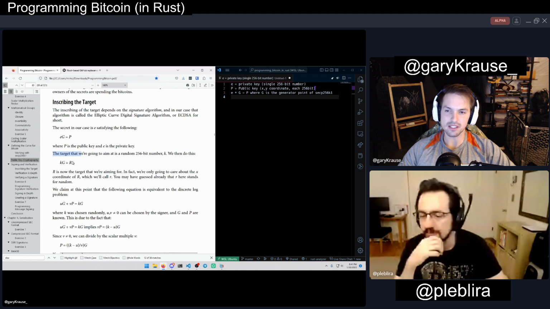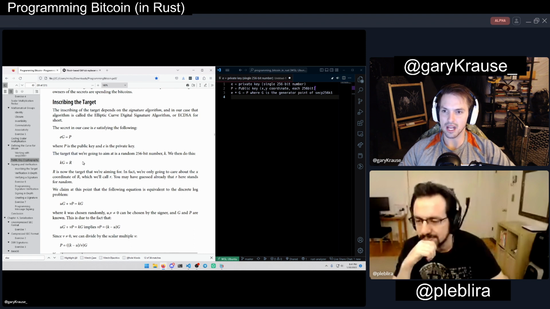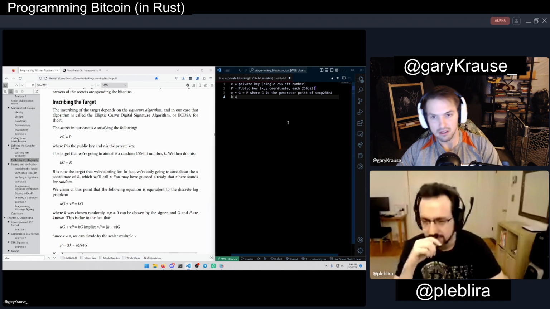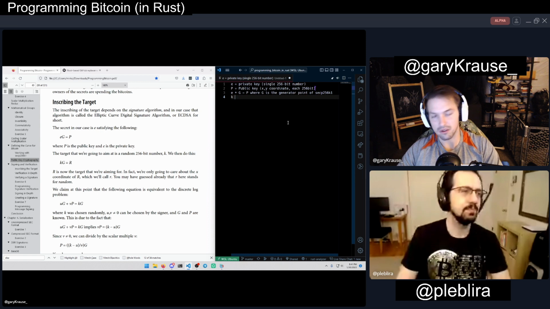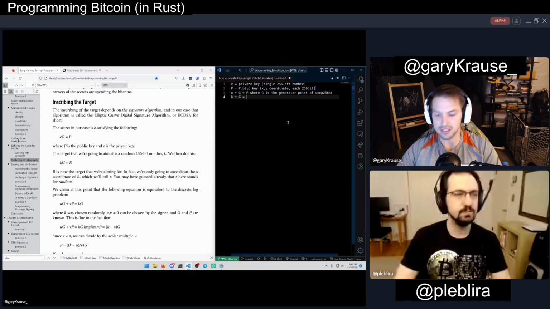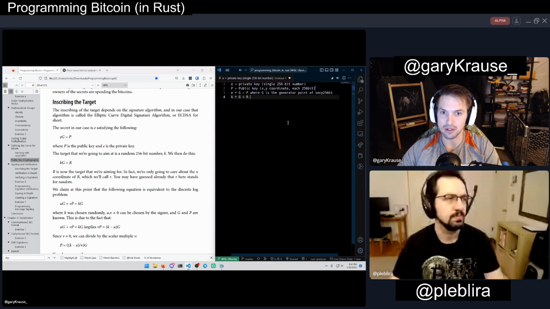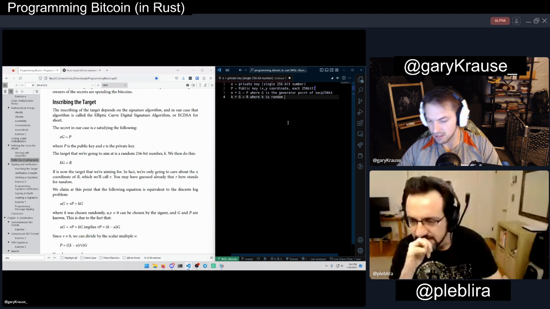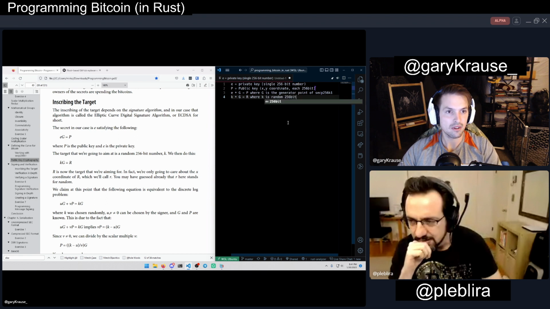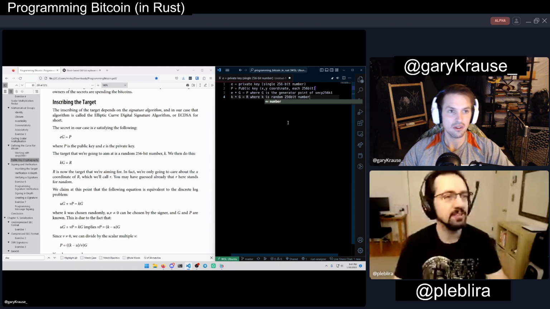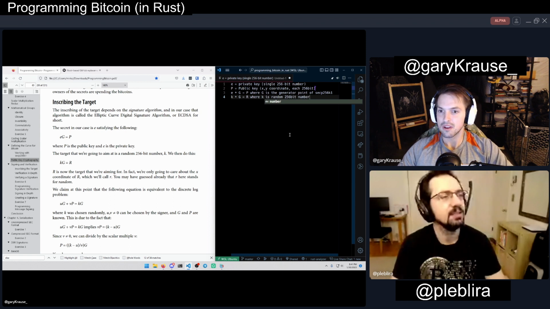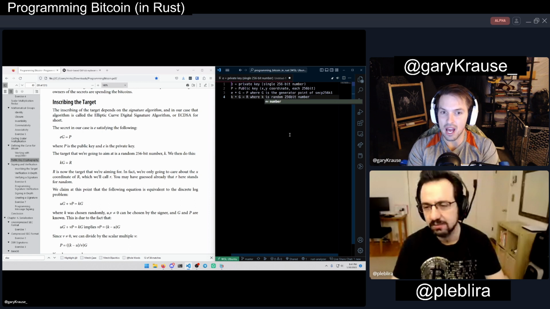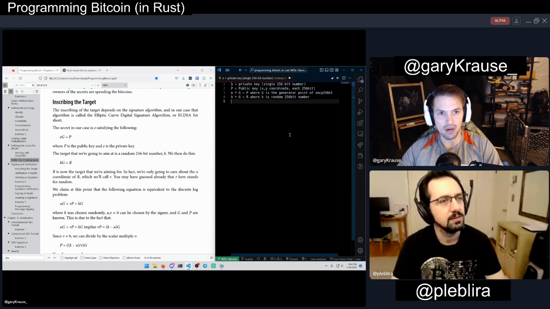And then the target, and this is something that I didn't quite get. I guess you just pick a random number K, and K times G is going to give you this uppercase R, which is a new number. Then R becomes the actual target, but we only care about Rx.